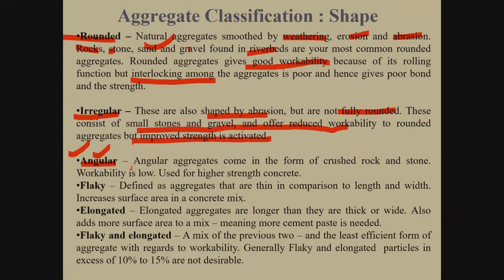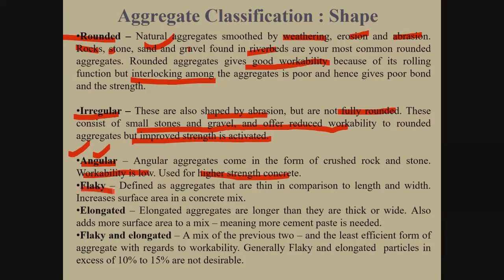Now, angular aggregates. This is an example of a very good type of aggregate because it has a good interlocking mechanism. However, the workability achieved from this type of aggregate is too low as compared with the rounded and irregular aggregates, but at the same time, it can achieve high strength. So if strength is the criterion, then you can go for the angular aggregate. If workability is the criterion, then kindly go towards the rounded or irregular aggregates.